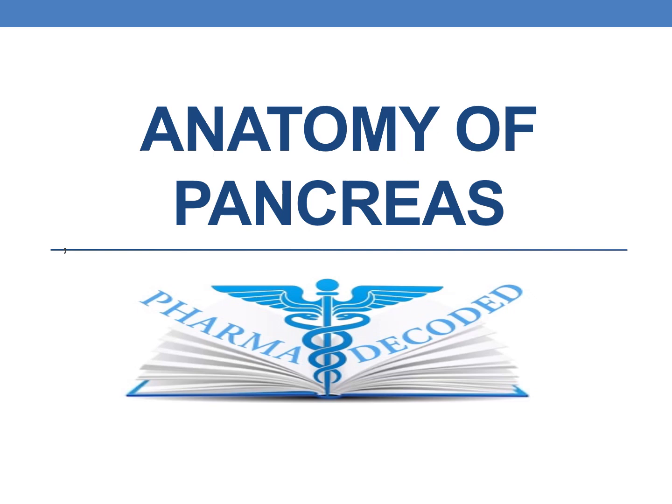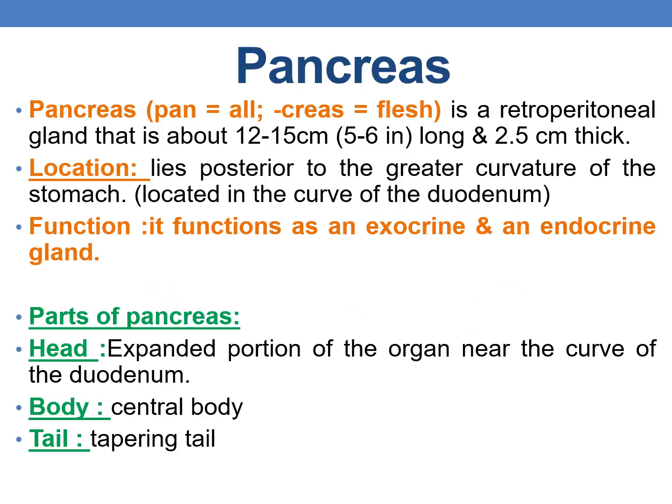Hello everyone, now let us discuss the anatomy of the pancreas. Coming to the introduction of the pancreas, as the name indicates, pan means all and creas means flesh. Pancreas means it is all flesh. It is a retroperitoneal gland that is about 12 to 15 centimeters long and 2.5 centimeters thick.